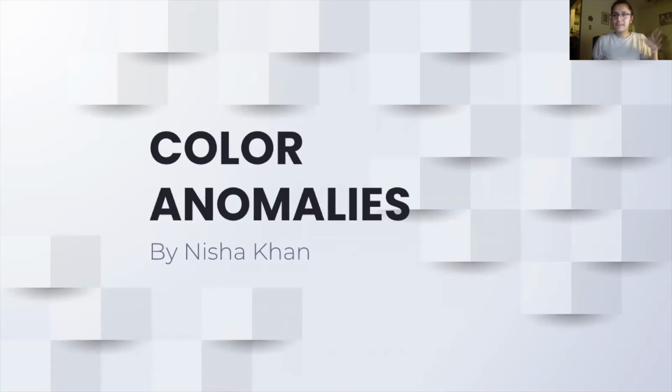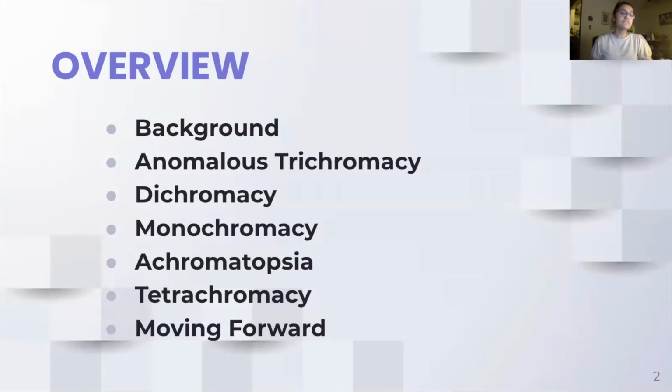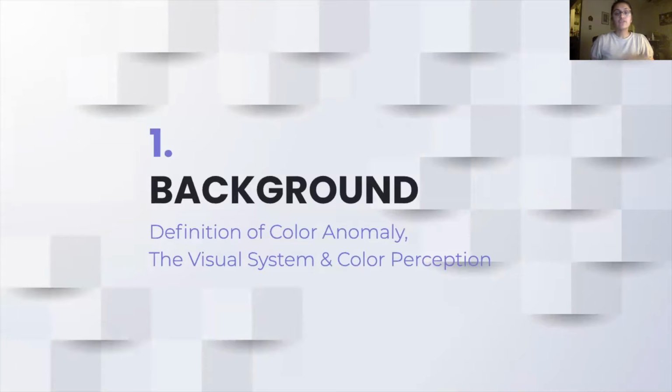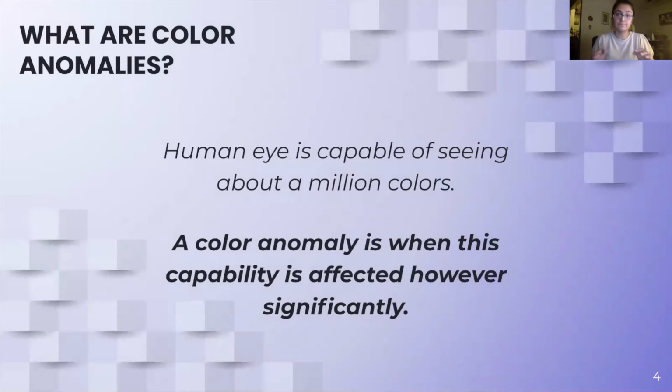Hi everybody, my name is Nisha Khan and today I'm going to be talking about color anomalies, specifically anomalous trichromacy, dichromacy, monochromacy, achromatopsia, and tetrachromacy. In order to understand these color anomalies, we need to understand what that is, how our visual system typically works, and how we typically perceive color.